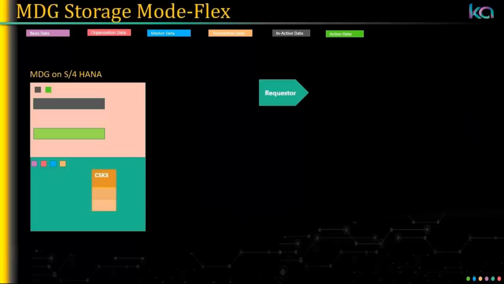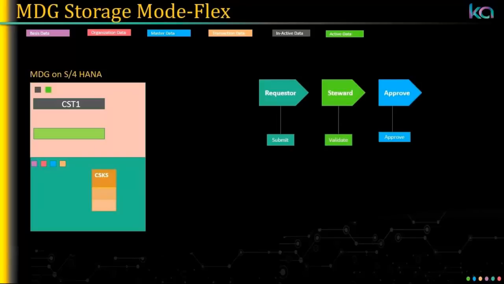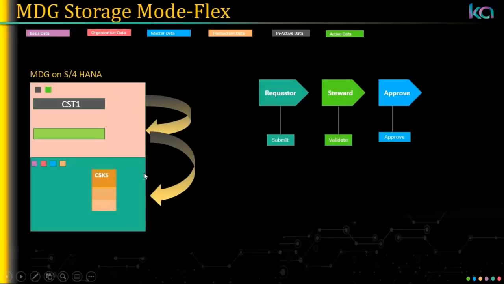In the flex mode, the requester will submit a cost center. It will go to the steward for validation. After approval, the data is moving from the inactive area of MDG to the active area of MDG, and from the active area of MDG to my CSKS table. So there are two steps involved here.